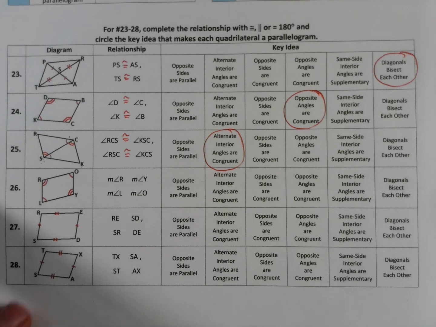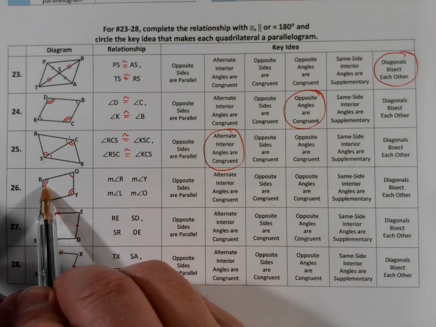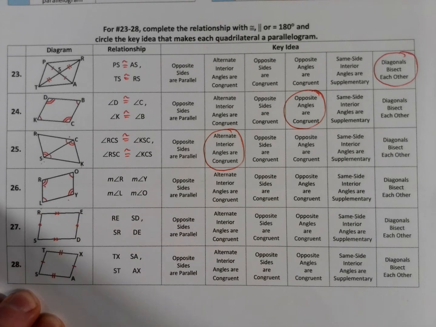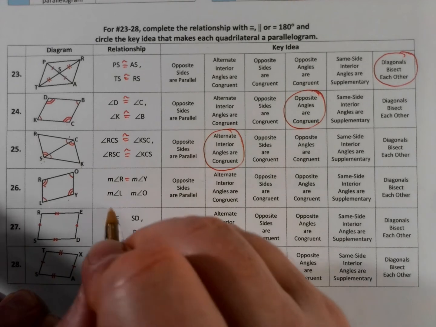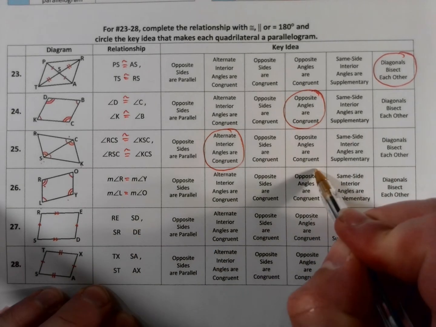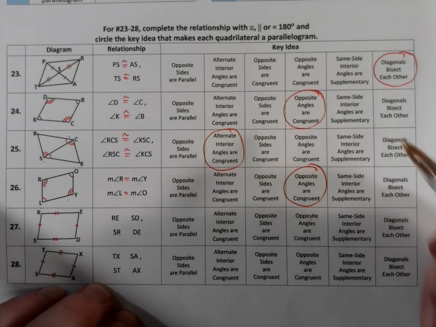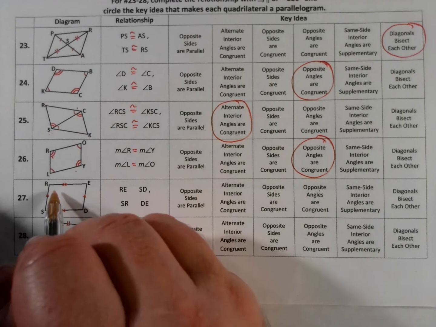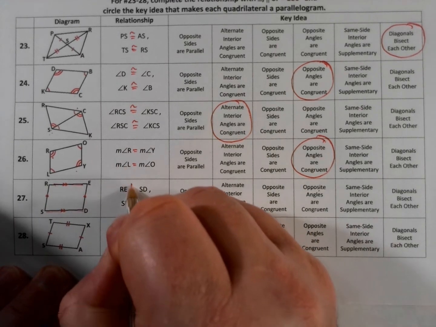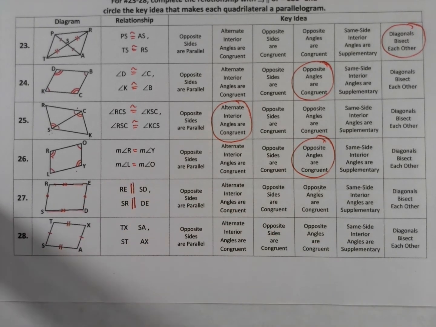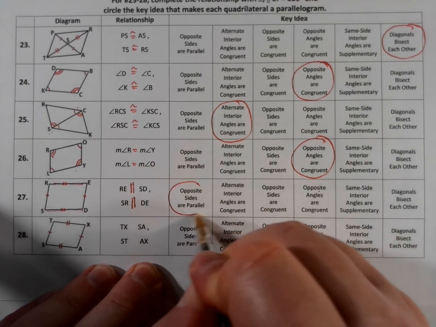Number 26, notice we have angle R and angle Y, and we also have angle L and angle O. Notice these two are going to equal each other. So right over here, our opposite angles are congruent. Taking a look at number 27. We have RE and SD parallel. We have SR and ED parallel. So that means our opposite sides are parallel.